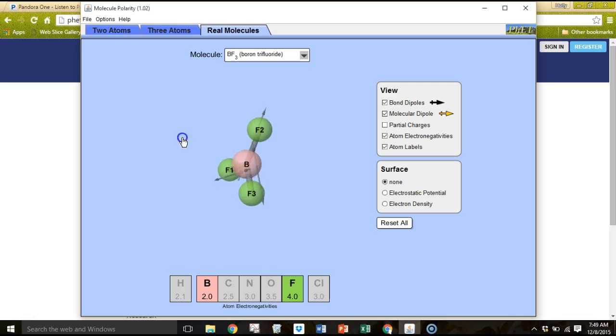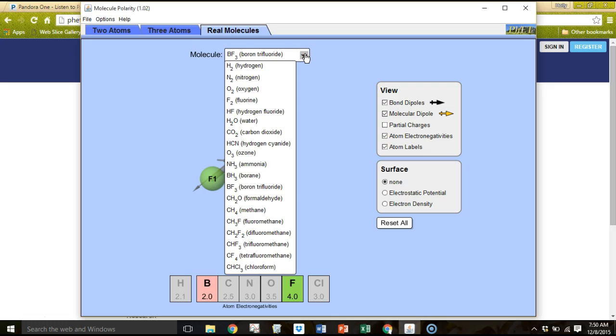And notice that it is symmetrical. And again, there's no non-bonding pairs of electrons. So for trigonal planar, if you looked up the information we have on that shape, there's 3 atoms attached to the central atom, 0 non-bonding pairs of electrons. So that's symmetrical and nonpolar, despite the fact that it contains polar bonds.